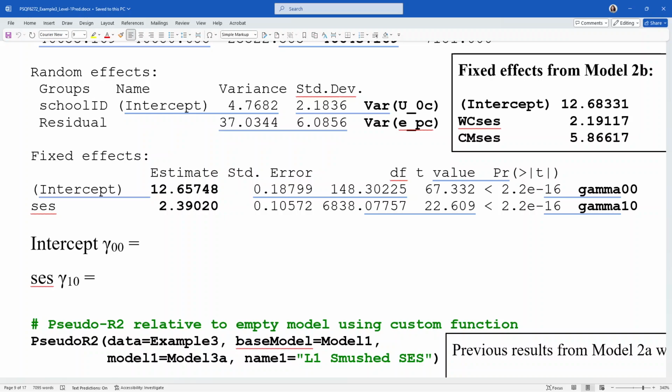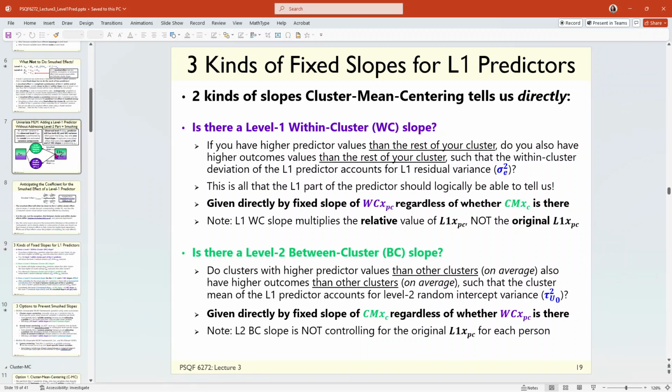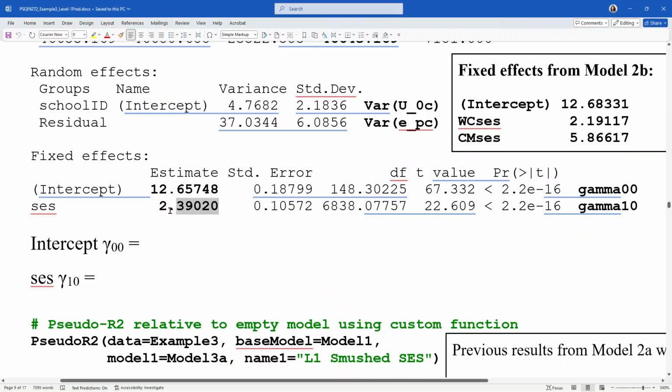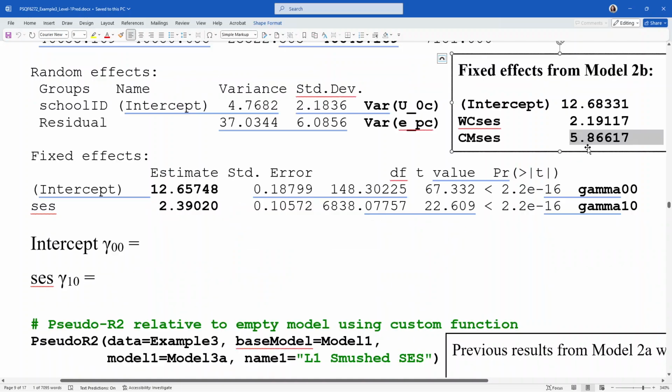So let me back up to my smush picture, this picture. We're saying that the green level 2 part has the same fixed slope at level 2 as the purple level 1 part. That's the smush slope. So what this model is saying the between slope is 2.39. It's supposed to be 5.8. And that's why the smush model only accounts for 45% of the level 2 variance, whereas the correct model accounts for 70%. It's because 2.3 is not 5.8.